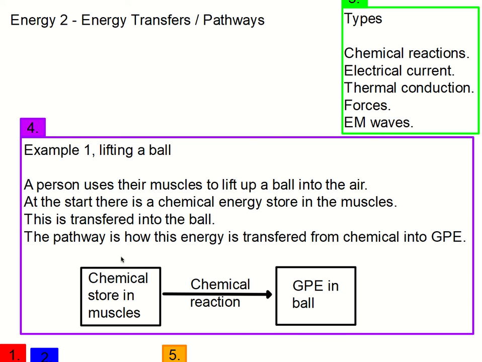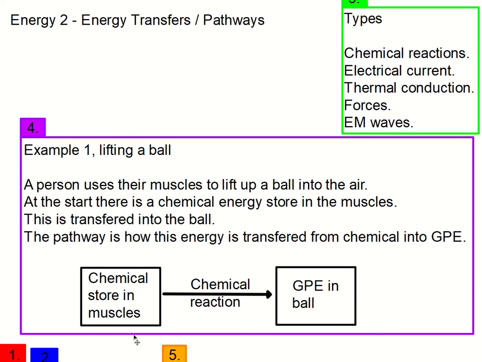And we can see that in this energy transfer diagram. So we've got this box to show the beginning point, which is obviously at the start. There's a chemical store in this person's muscles, and then we have another box to show what type of energy we have at the end. So in this case, it's gravitational energy that's stored in the ball.